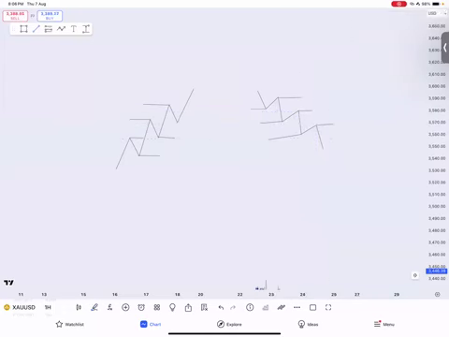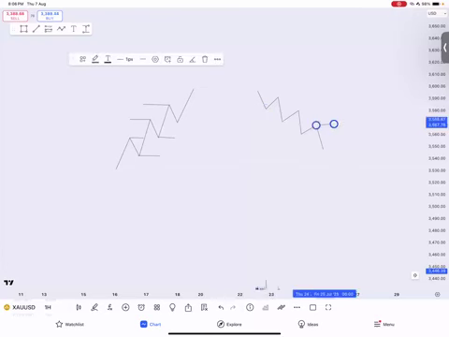So that is what a downtrend is, when price is making a series of what? Lower highs and then lower lows. This is also another way that price makes its movement when it's moving from one point to another.